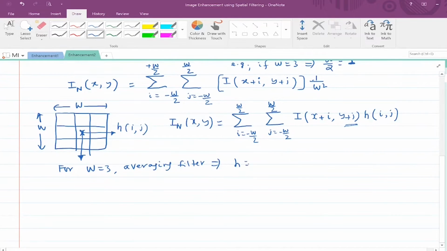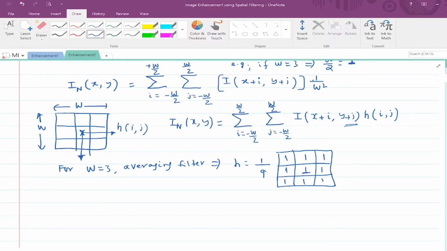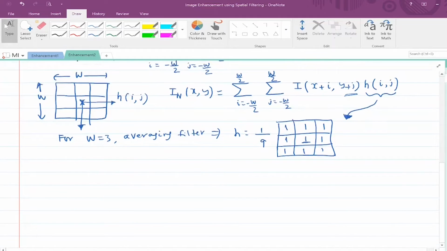Can you now tell me, for the above example, what would be the value of my h? h is equal to 1 by 9 into all values of this 3 by 3 matrix, this being the center, is 1 by 9 times 1, 1, 1. So I am generalizing it so that later I am going to use different types of masks. Hope it is clear on how I moved the set of operations we are doing into the formulation of a mask indicated by h.